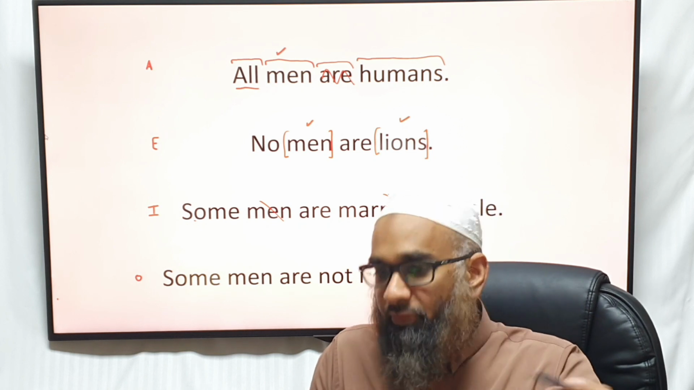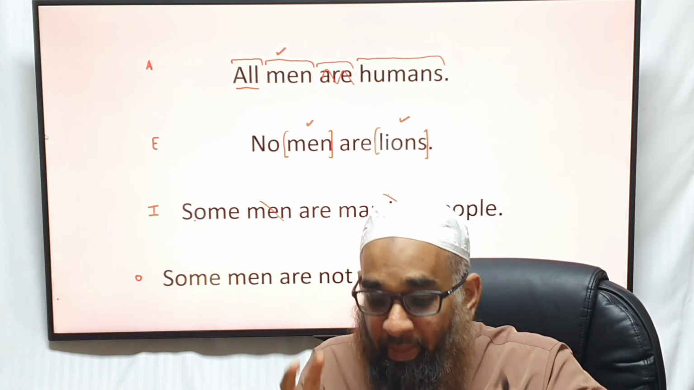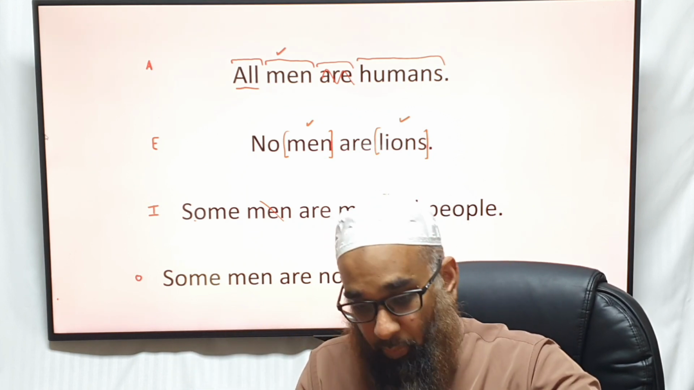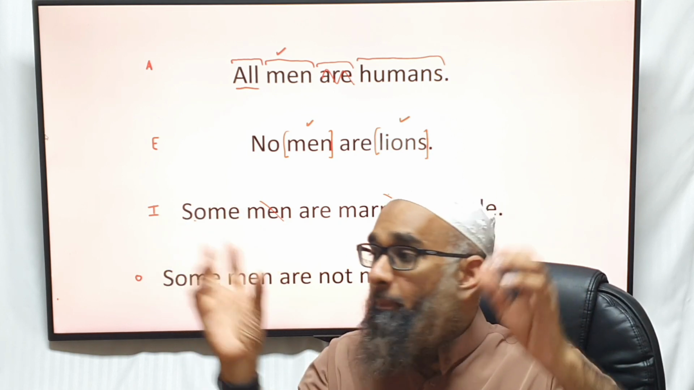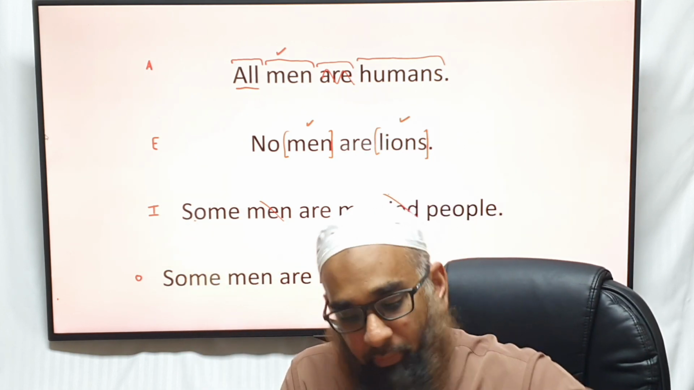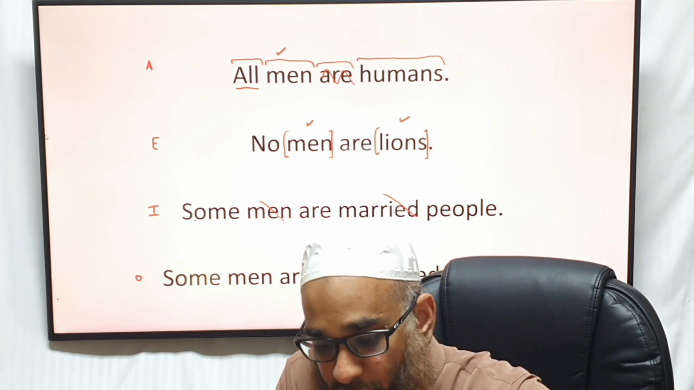Now the O proposition is a bit hard to get your head around. Some men are not married people. We know about all married people, and amongst them some are men. Sometimes I find it a bit hard to get my head around, if you go through all the very deep details. In here, this one is distributed.